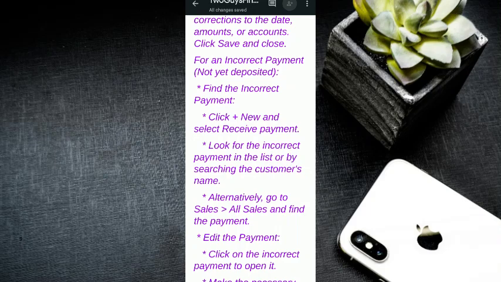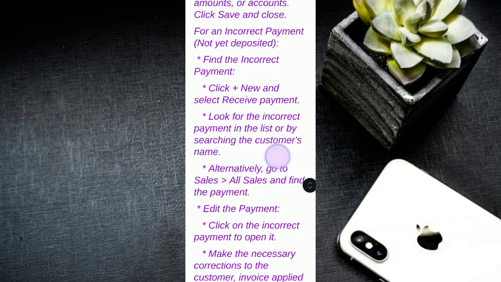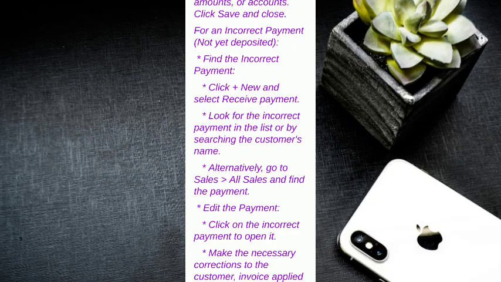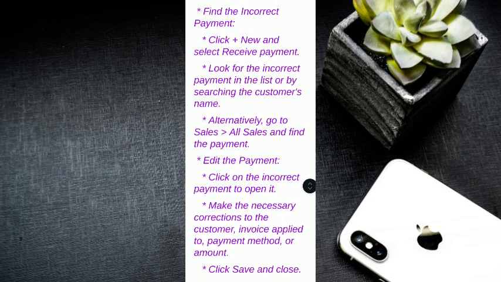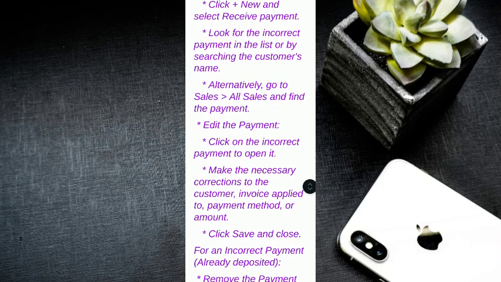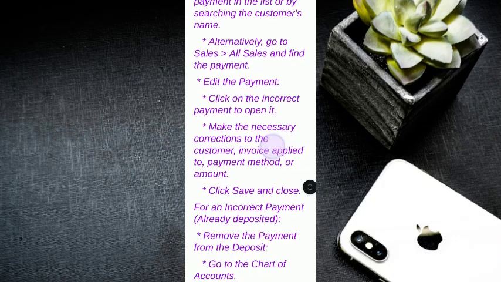Now, if it was an incorrect payment that is not yet deposited, what you do is find the incorrect payment. Click the add new and select receive payment. Look for the incorrect payment in the list or by searching the customer's name. You can alternatively go to sales and then all sales and find the payment.